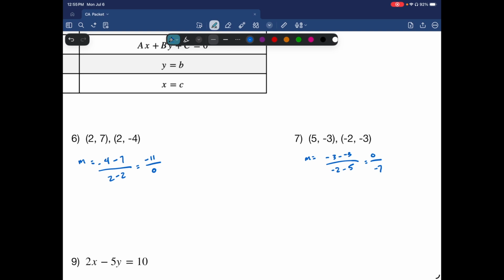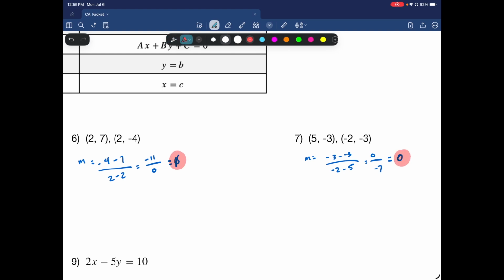So you ask yourself this question. If 0 is on the bottom, what times 0 gives me the numerator? If 0 is on the top, what times the denominator gives me 0? That question will lead you to your answer for slope. There is nothing I can multiply by 0 and get a second number out that's not 0. So on 6, there's nothing I can multiply by 0 and get negative 11. So in that situation, it's undefined. On 7, I can multiply negative 7 by 0 and get 0 on the top. So my slope is 0.